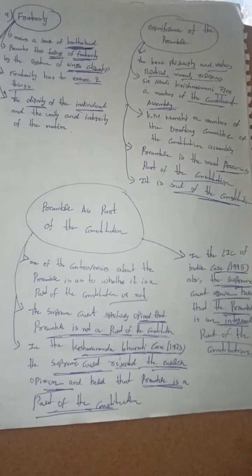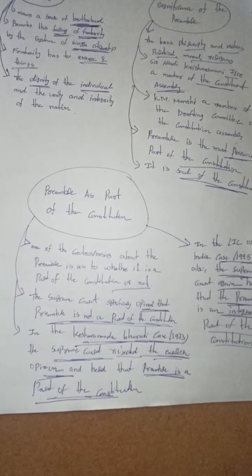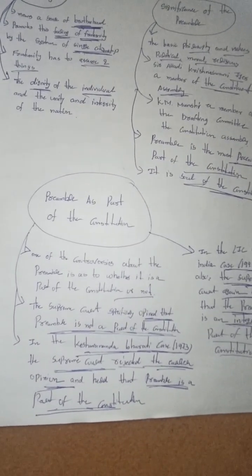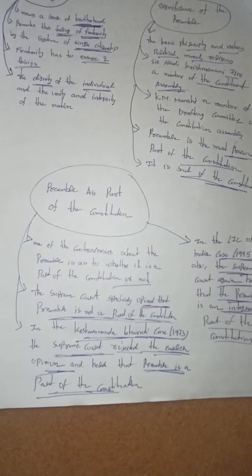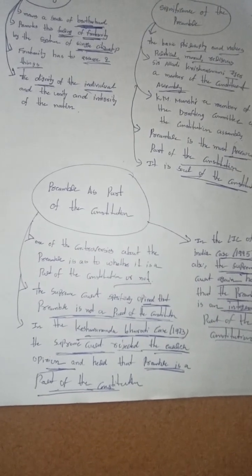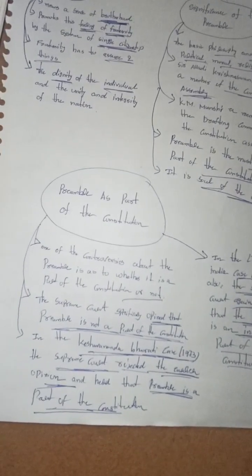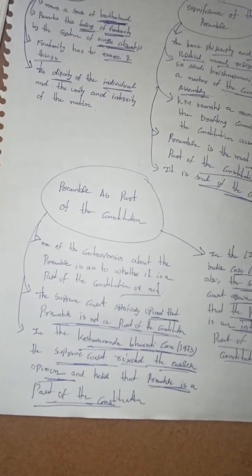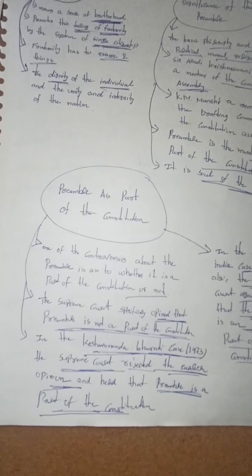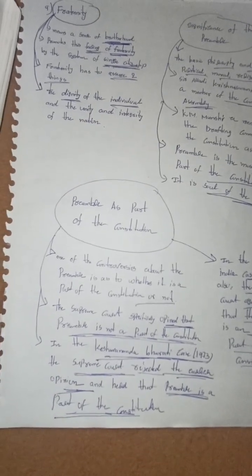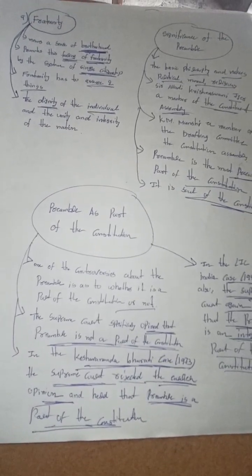Can the preamble be amended under Article 368 of the Constitution? For the first time in the historic Kesavananda Bharati case 1973, it was urged that the preamble cannot be amended as it is not a part of the Constitution. The Supreme Court, however, held that the preamble is a part of the Constitution. The preamble has been amended only once so far, by the 42nd Constitutional Amendment Act 1976, which added three new words: socialist, secular, and integrity. These are my revision notes from a mains perspective.